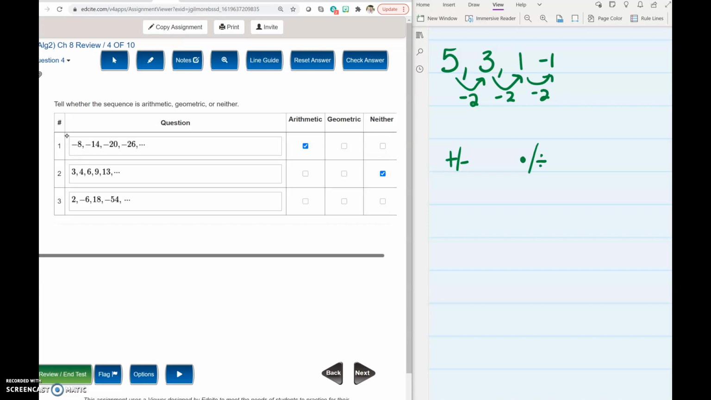Number 3, because it's switching from positive to negative to positive to negative, that tells me that it's probably multiplying by a negative number. So how do you get from 2 to -6? You'd multiply by -3. -6 times -3 is +18. +18 times -3 is -54. That is repeated multiplication. That is a geometric sequence.